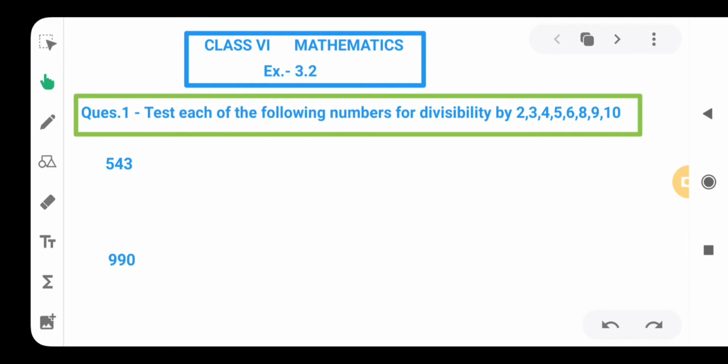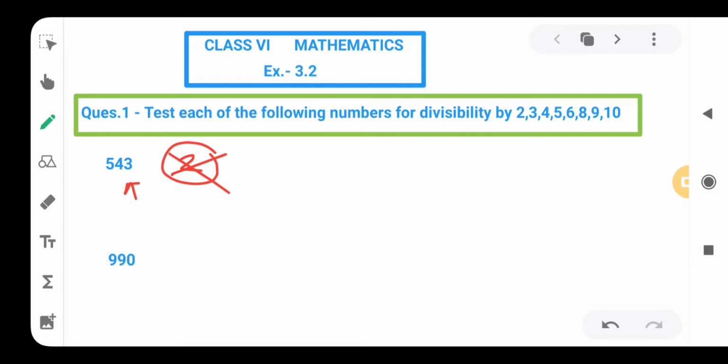So first we are going to check the divisibility by 2. According to the property of divisibility by 2, we must have an even number at the unit place. So here we have 543 and the unit place is an odd number. So according to the property, it is not divisible by 2 because we don't have any even number at the unit place. Let us take another value, that is 3.